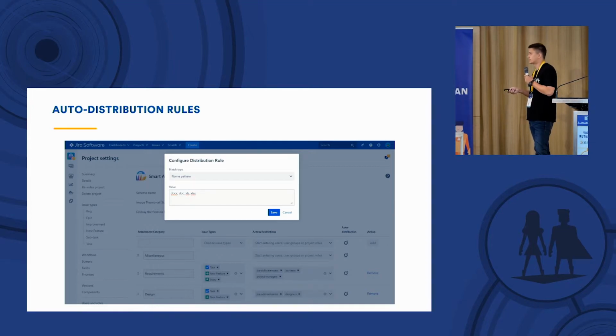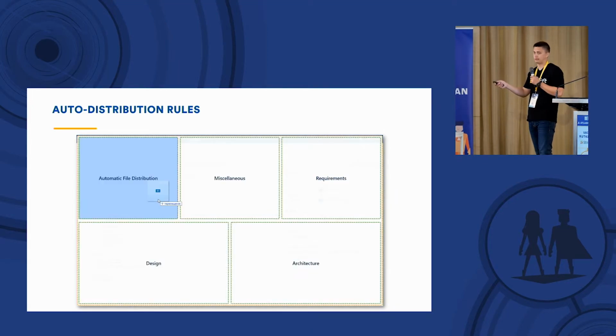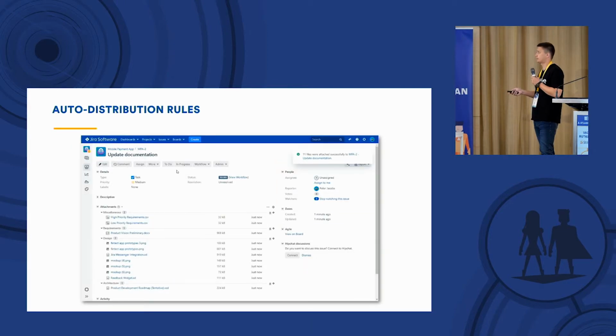You just save this distribution rule, and when you upload files in the issue, here we add a special area where you can drop files, and after dropping the files, the app will automatically distribute your pack of files through categories based on these auto-distribution rules.